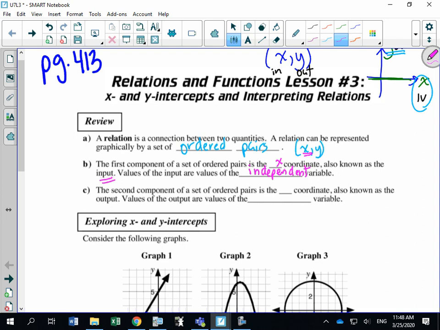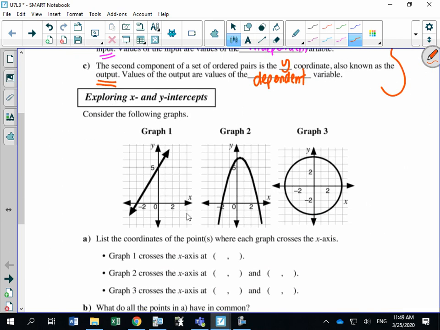The second component of a set of ordered pairs is the y-coordinate. It's also known as the output. So when you input an x value, the y spits out, and the y values are the dependent. Okay, so all of this you should know like the back of your hand by the time you get to this lesson and have done the previous homework.